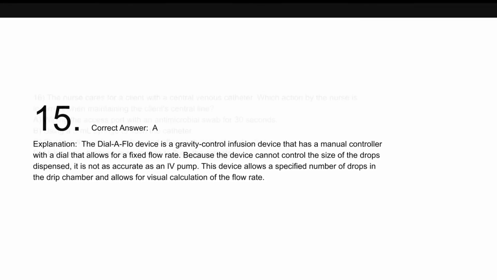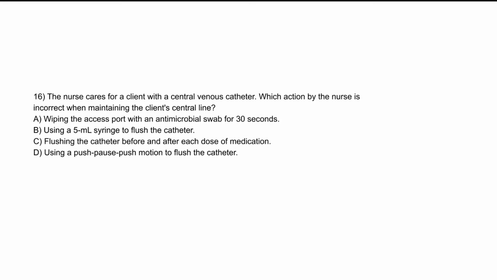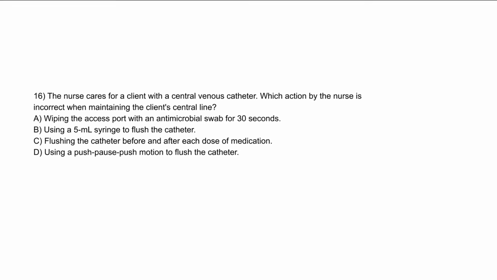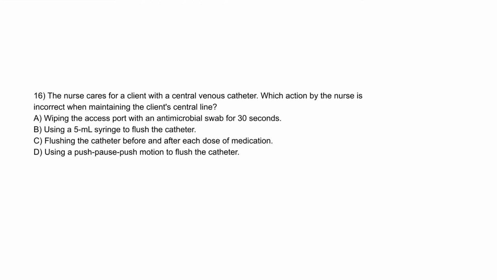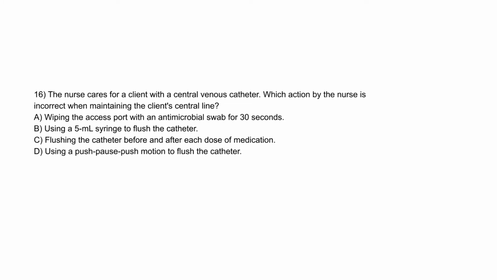16. The nurse cares for a client with a central venous catheter. Which action by the nurse is incorrect when maintaining the client's central line? A. Wiping the access port with an antimicrobial swab for 30 seconds. B. Using a 5 ml syringe to flush the catheter. C. Flushing the catheter before and after each dose of medication. D. Using a push-pause-push motion to flush the catheter.